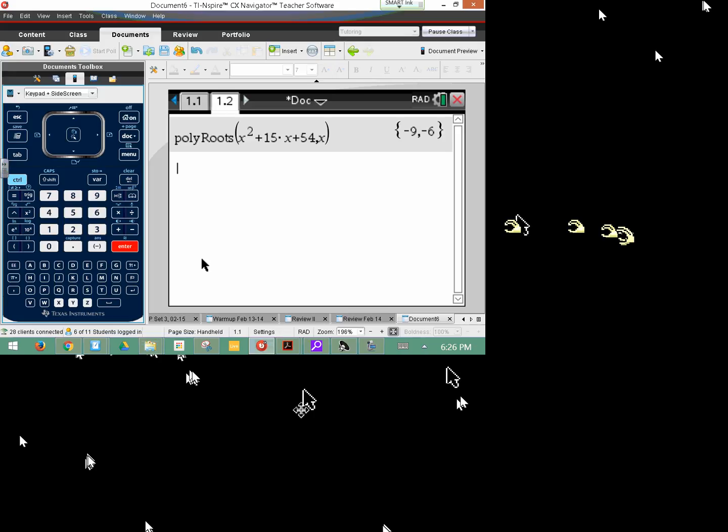Notice this is not an ordered pair. X can be -9 or -6, and those are the roots of that trinomial. Okay, all right. So that's another way in which you can solve that problem.